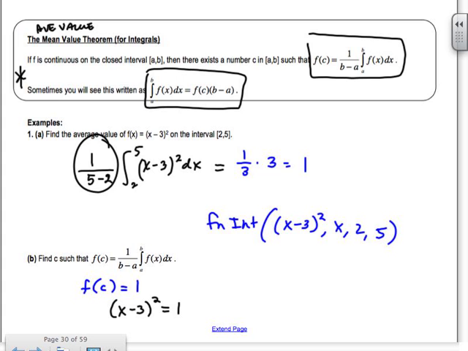All right, so I would take the square root of both sides, write plus or minus. So you get x minus 3 equals plus or minus 1. Add the 3 over. So I get 3 plus or minus 1. So I get x equals 4 and x equals 2.